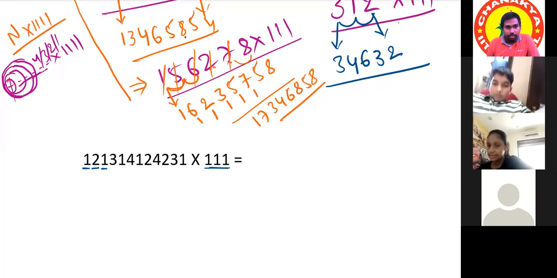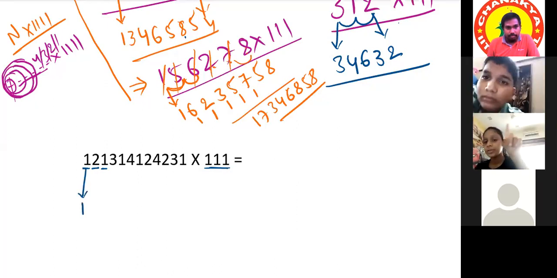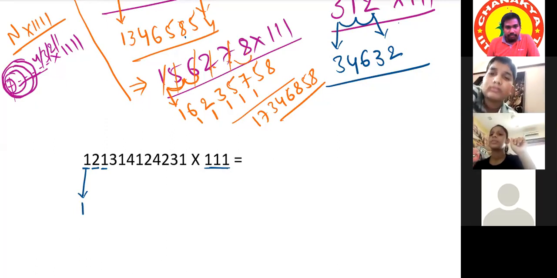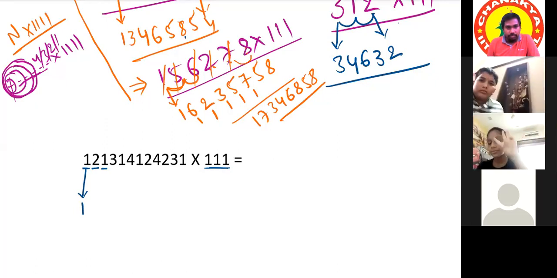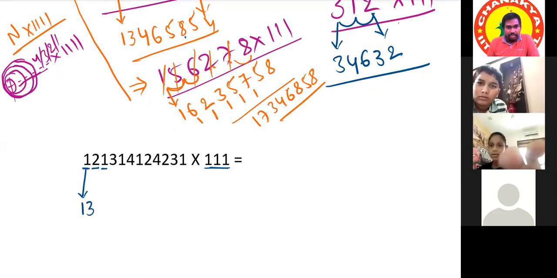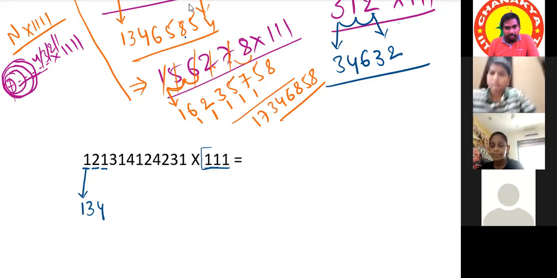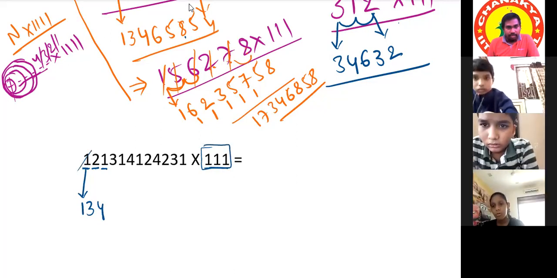Take the first digit as it is, 1. Kunal, see here. Next, again, first and second digits: 1 plus 2 is 3. Again, first, second, third digits: 1 plus 2 plus 1 is 4. With this, we reached 3 digits, right? Because it is 3 ones, we have reached 3 digits. Now take off 1, cancel 1.